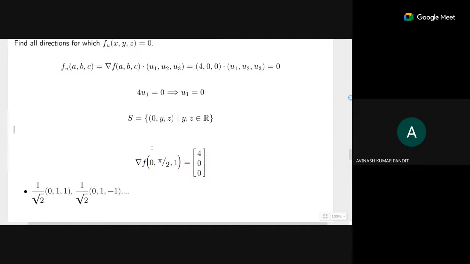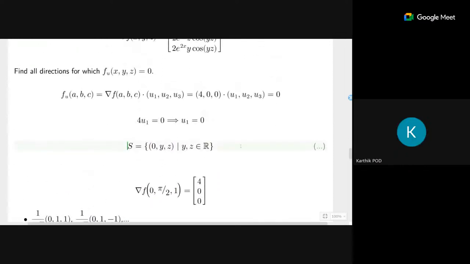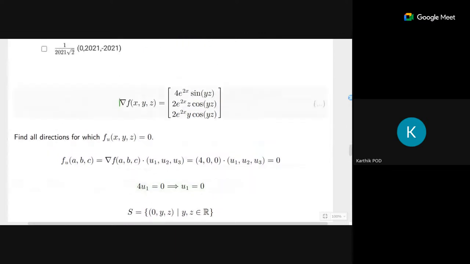Got it. If they ask all the directions, then? This one, right? So every direction will be contained in this set. Along any of these directions in the set, if you take any direction, the directional derivative will be zero. Okay.